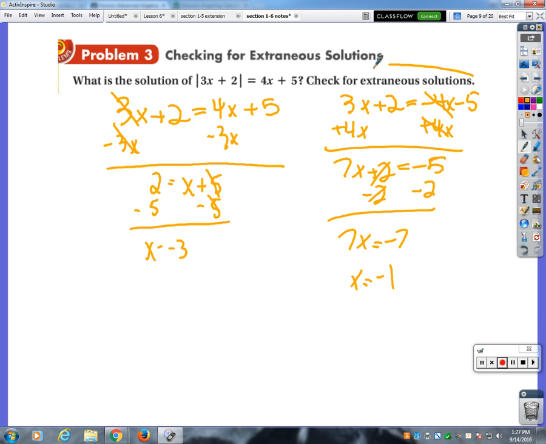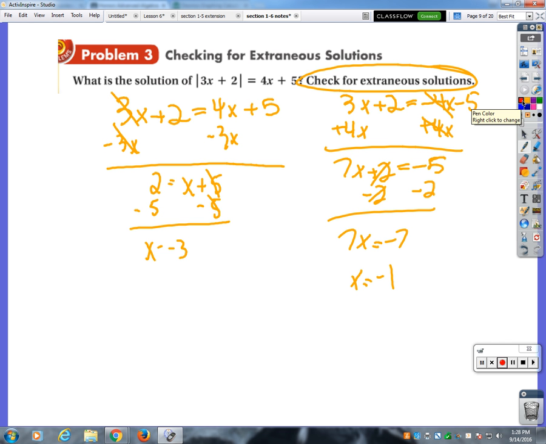But they gave us this little clue here: check for extraneous solutions. That's sort of a sign that one of these is not going to work. To figure out which one, I have to plug them both back into the original equation and make sure that they both work.